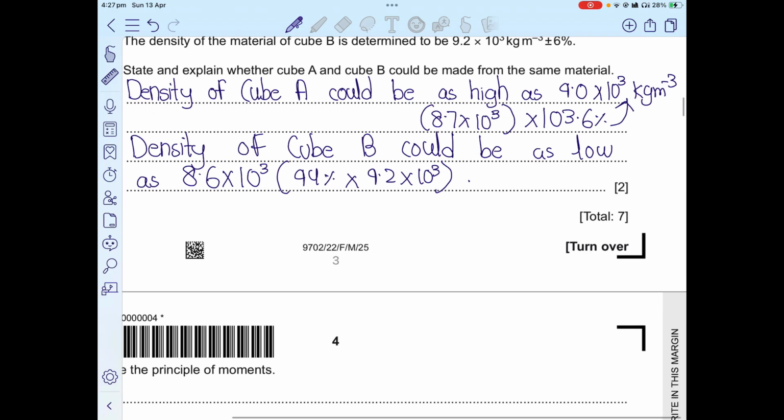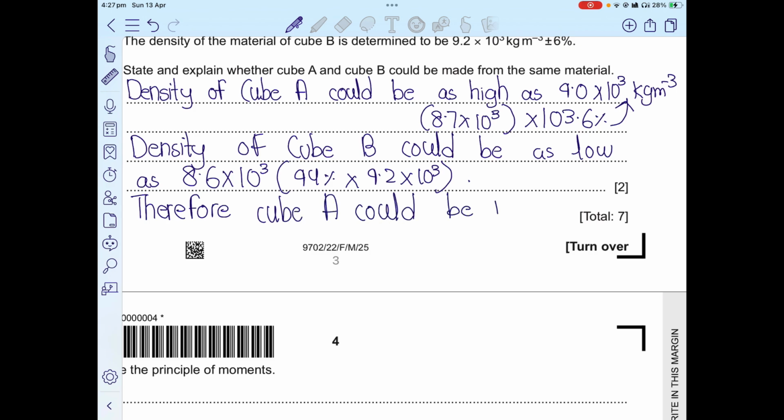Now if you consider these ranges, you see that they both could lie in each other. Therefore, cube A could be made from the same material as cube B.